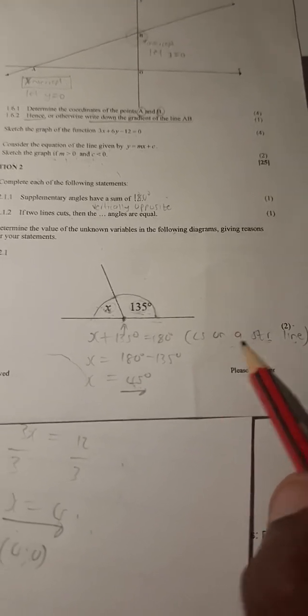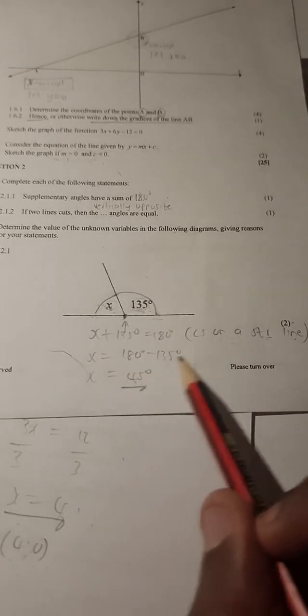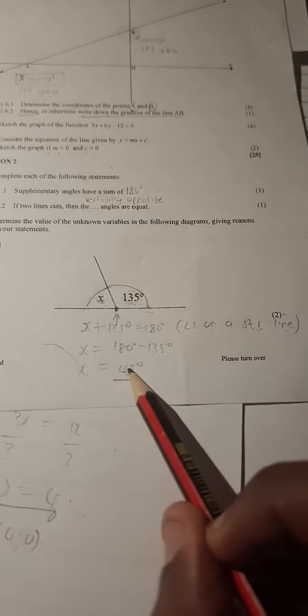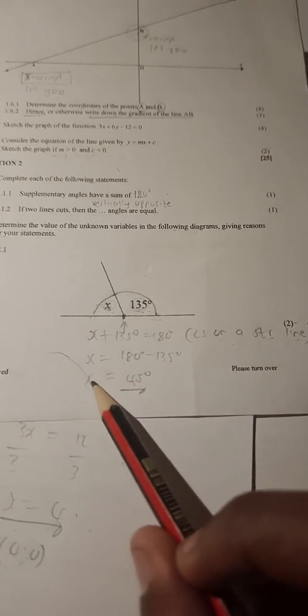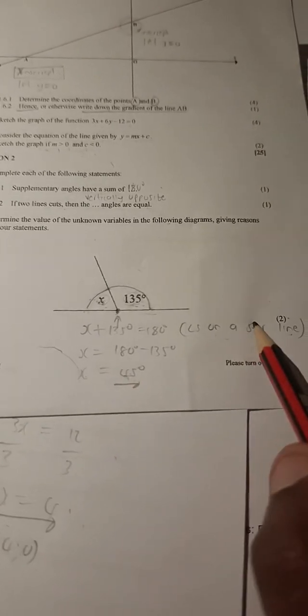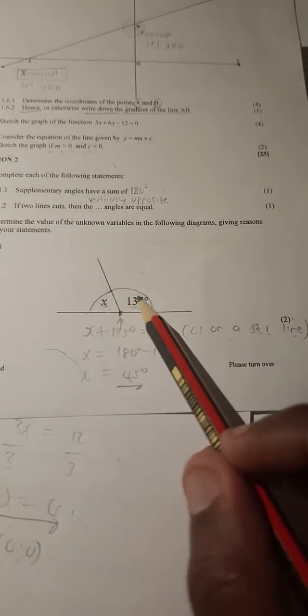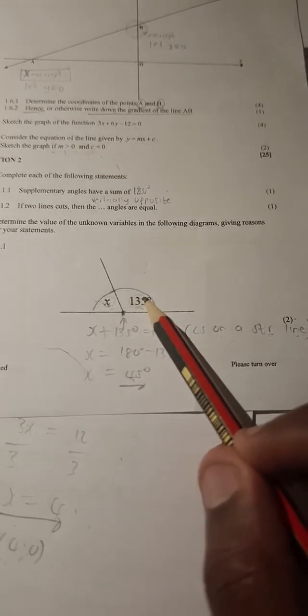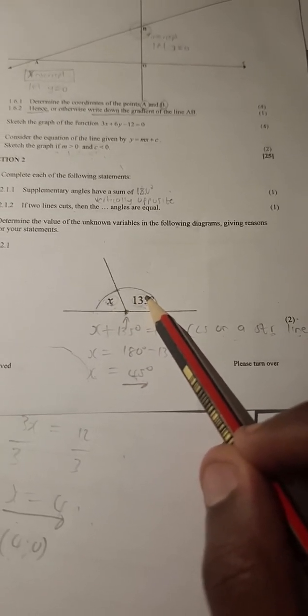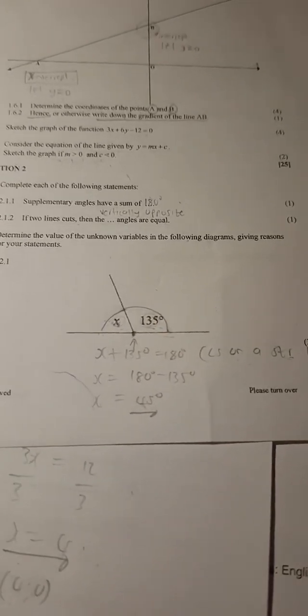All right. You could, without writing this entire statement, just go straight to the answer as a grade 9 learner. x is equal to 45 degrees and you say angles on a straight line. That means you did this mentally in your head. You asked yourself, what plus the 135 will give me 180. All right. So hopefully that makes sense and we understand.